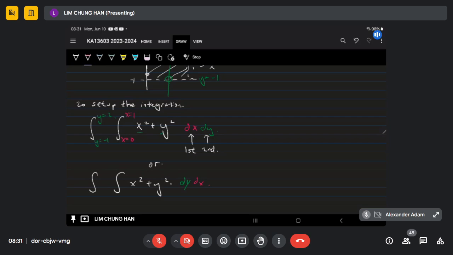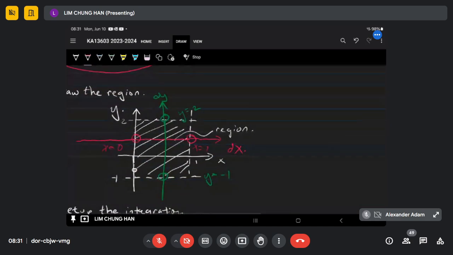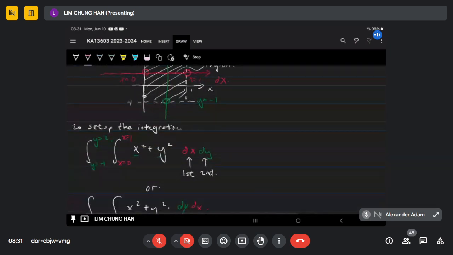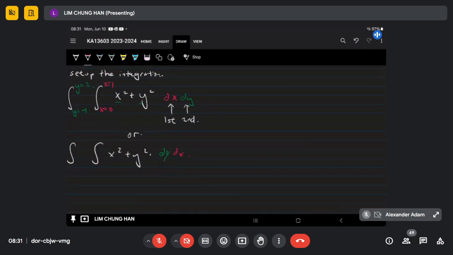But later on, there will be some examples where you cannot do this. For this question you can. Later on, there are some examples where you cannot because of the region. So this region will be very important. I keep saying that because it is very important. Never mind, let's finish integrating this first.